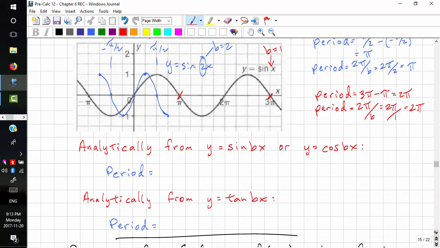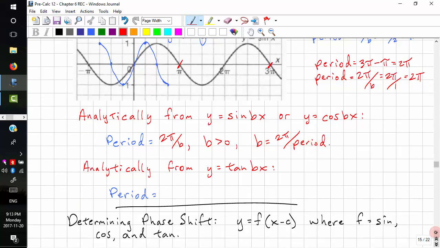So we can measure the graph, or we can use analytical calculations, and we already went over this, 2 pi over b, provided that b is greater than 0. And we can also calculate b as 2 pi over the period. Now, if we're doing tangent, the period is pi over b. Again, b must be greater than 0. And we can calculate b as pi over the period. So again, use this one for sine or cosine. Use this one when it's tangent.